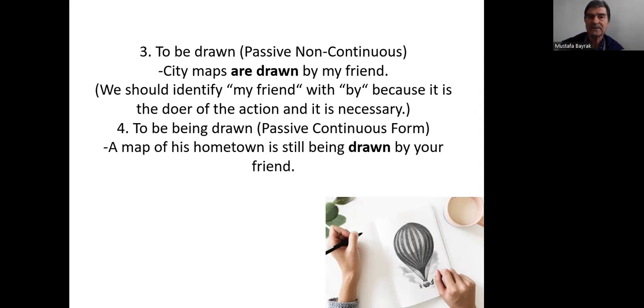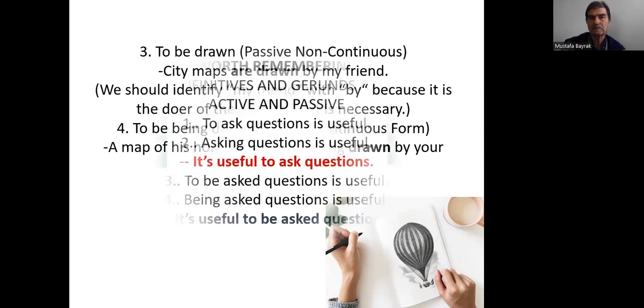A map of his town is still being drawn, okay? Is still being drawn by your friend. Okay. Map is necessary here. So a map of his hometown is still being drawn by your friend.